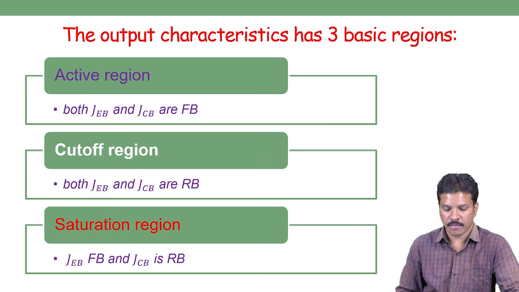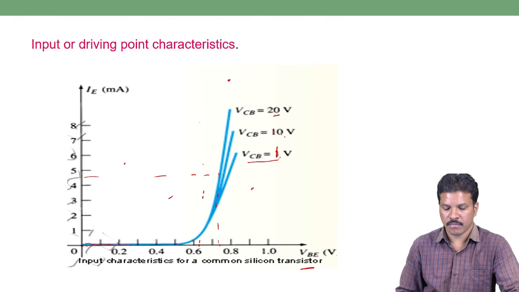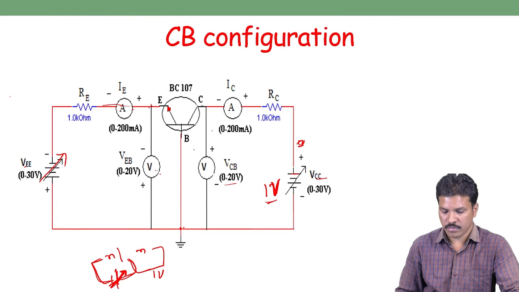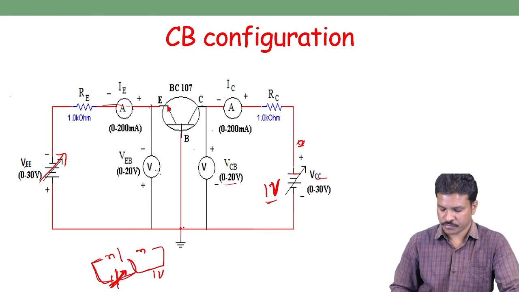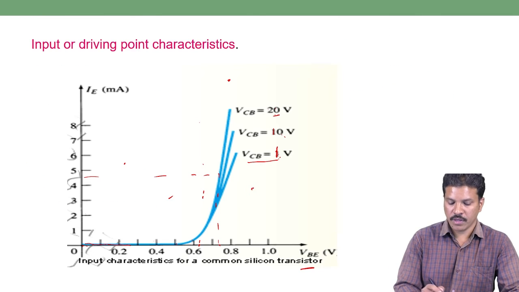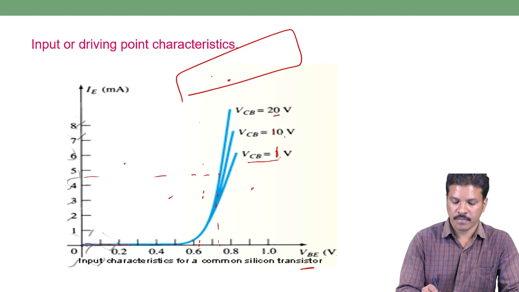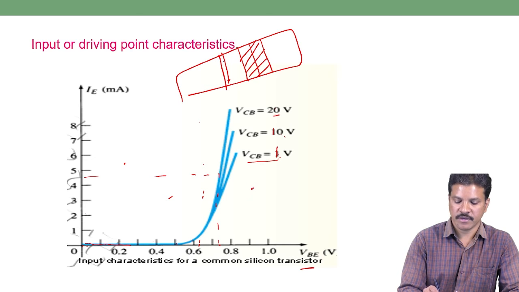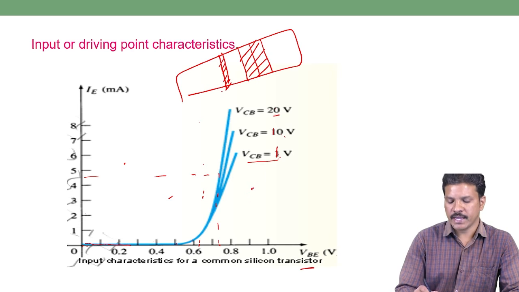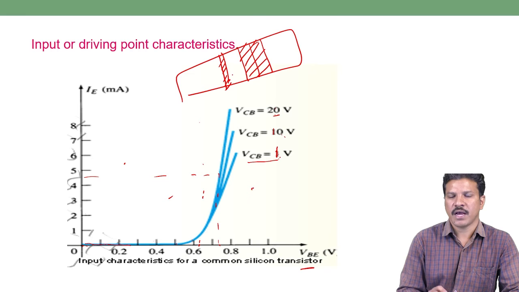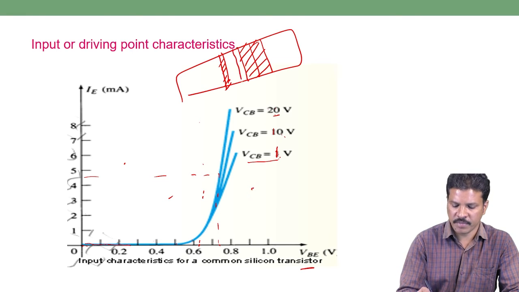if you see this diagram, this is the reverse bias junction, this is the forward bias junction. By increasing the reverse voltage, junction width increases, base width decreases. I am still increasing 10 volts, 20 volts, 30 volts, still increasing. Junction width increases, base width reduces.